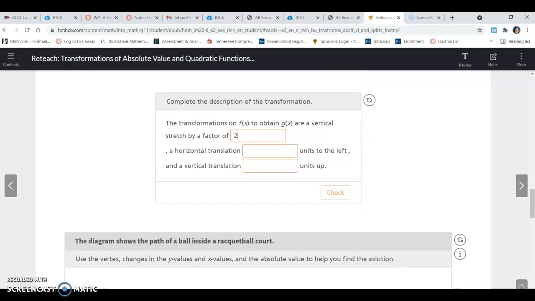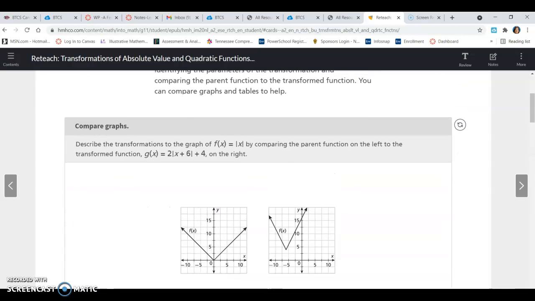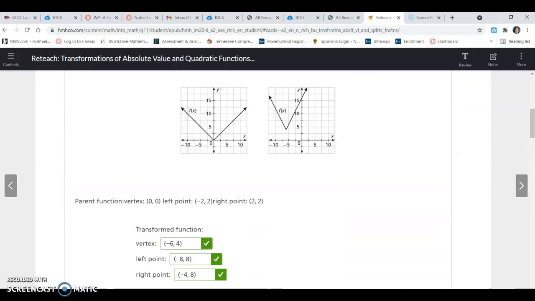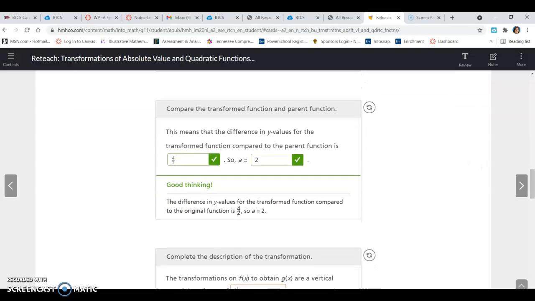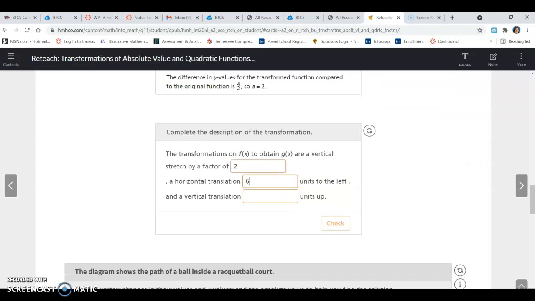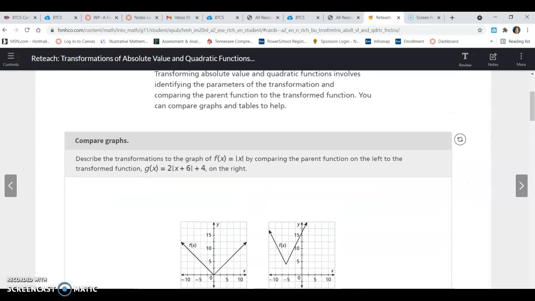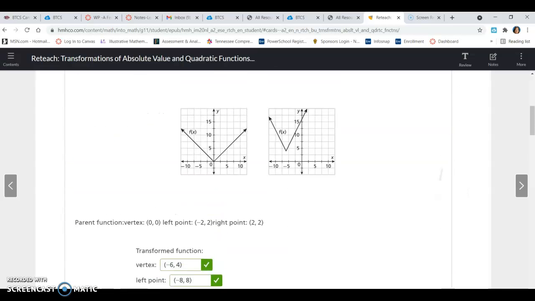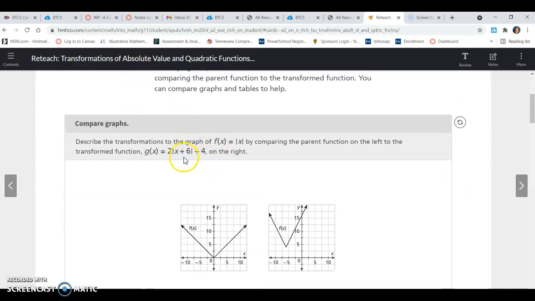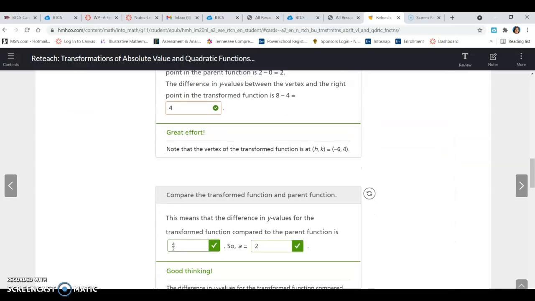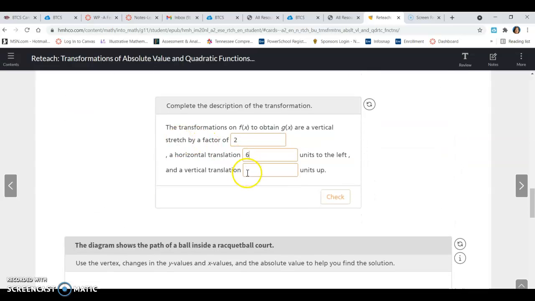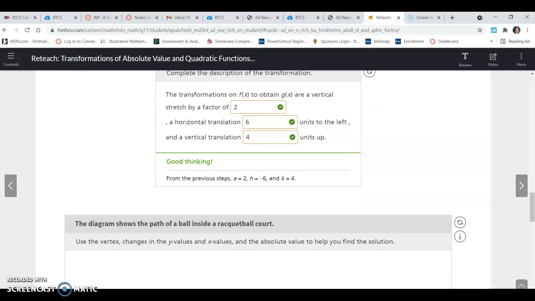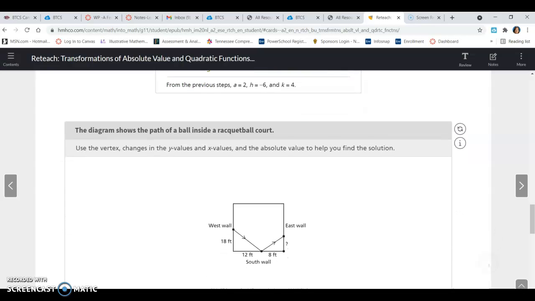And a horizontal. So the inside the parentheses is the horizontal. So it's going to be a horizontal movement of 6 units to the left, and a vertical translation. If you go back to the original function, it goes plus 4. So you can see this right here, the plus 4, that's your vertical movement. And so this would be 4. All right, so those numbers are just coming straight from your original equation up there.